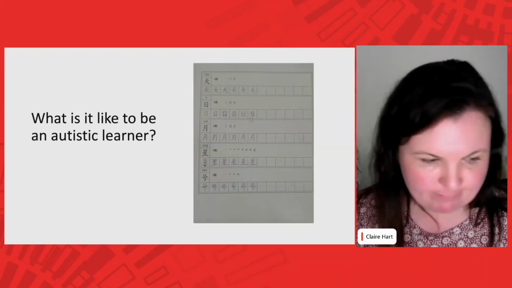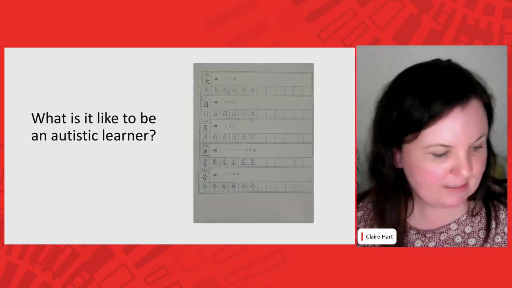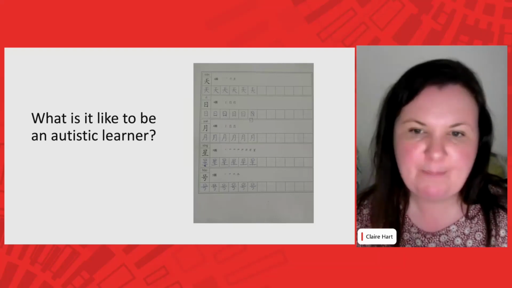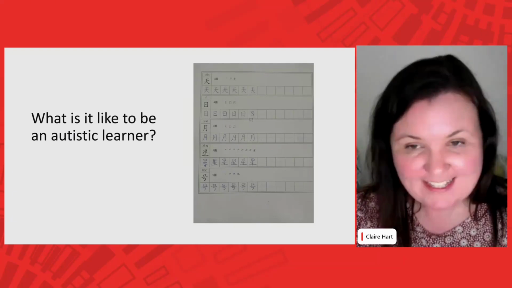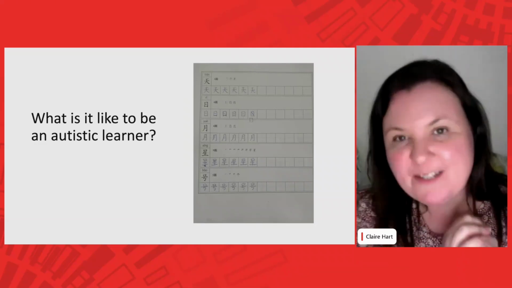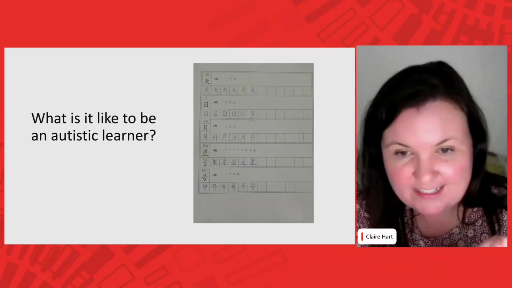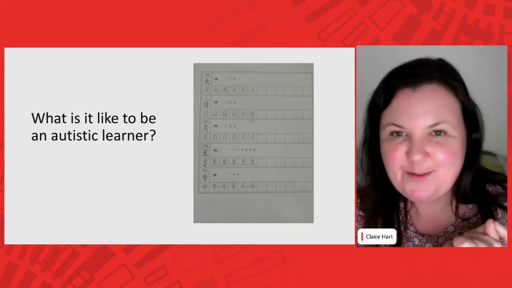Right. Okay. So then we need to move on to, what is it like to be an autistic learner, specifically when it comes to learning? So what you can see here, I don't know if anyone recognizes this, what is going on here, or what language this is, but it is Chinese characters. Words for, yeah, I know the first one is sky.